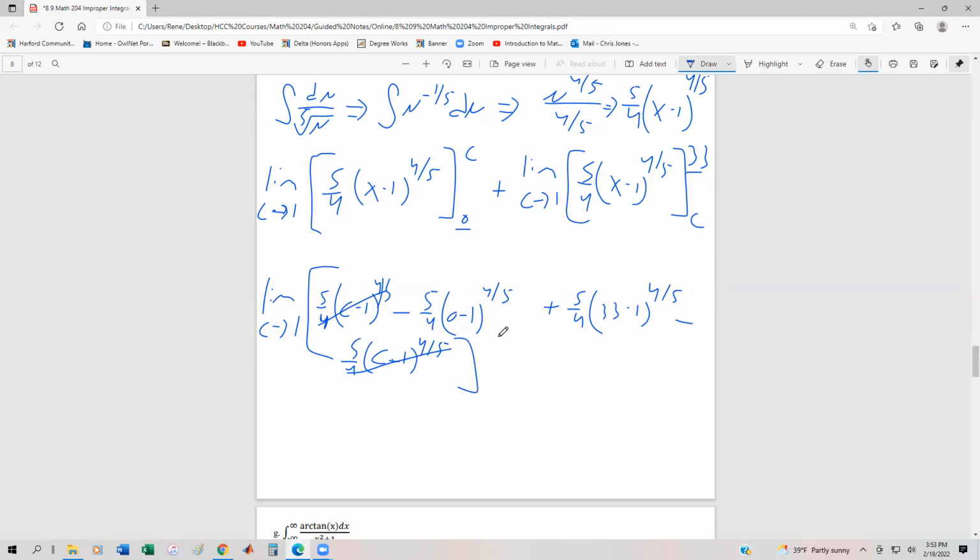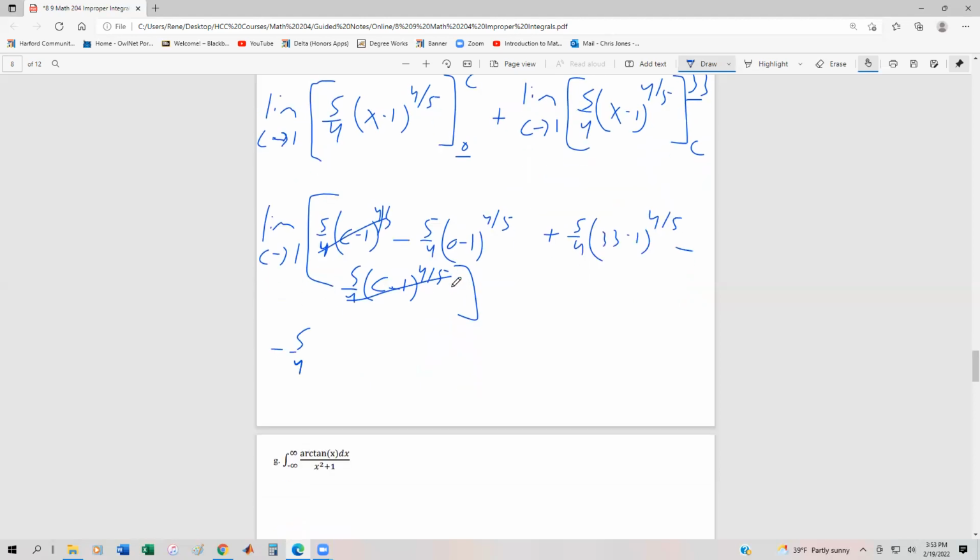All right, so realistically, what are we left with here? Well, we're left with negative 5/4, negative 1 to the 4/5 power, plus 5/4, 32 to the 4/5 power. All right. Now, we know that if we evaluate that, negative 1 to the 4th is going to be positive 1, and the 5th root of negative 1 is going to end up being positive 1. So this just winds up being negative 5/4 for the first part.